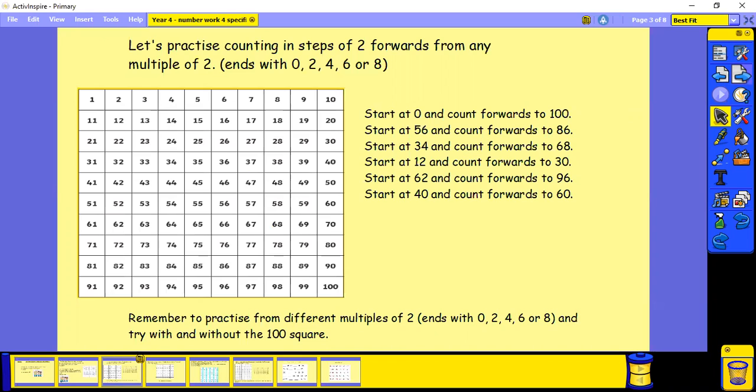Start at 12 and count forwards to 30. Start at 62 and count forwards to 96. Start at 40 and count forwards to 60. Pause whilst you have a try. Remember to practice from different multiples of 2, numbers that end with 0, 2, 4, 6 or 8, and try with and then without the 100 square.